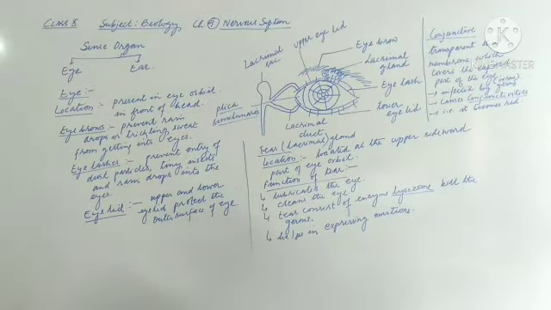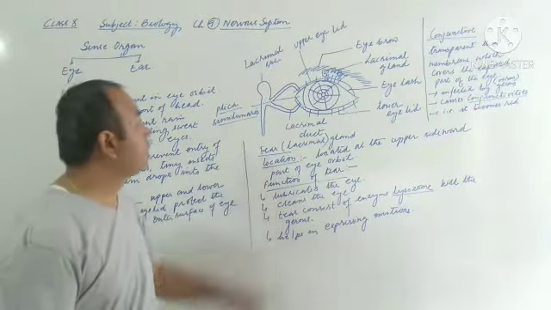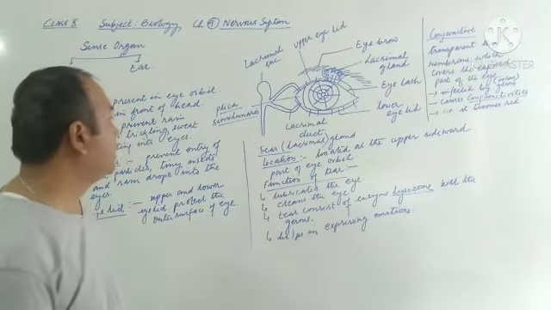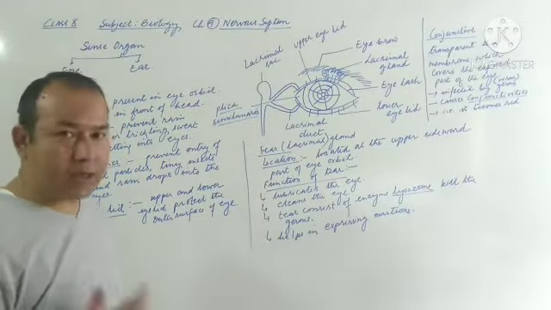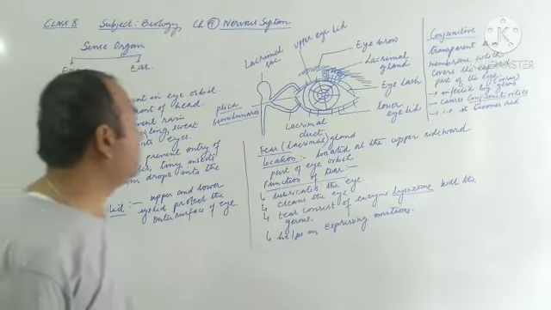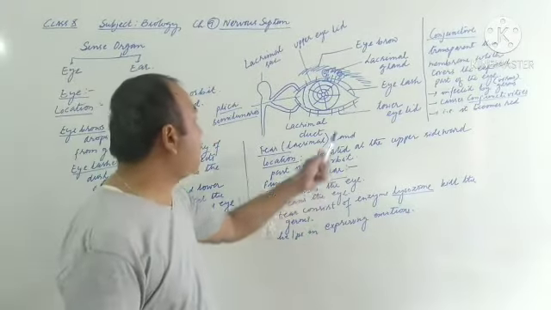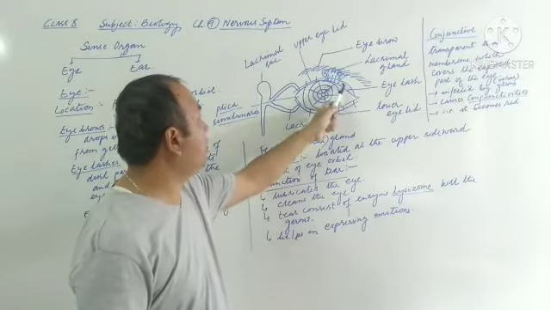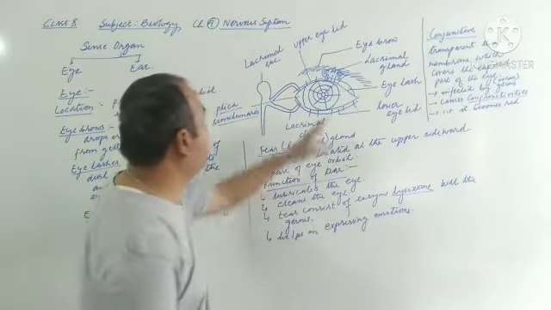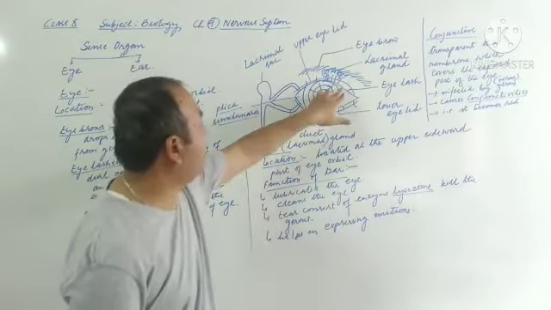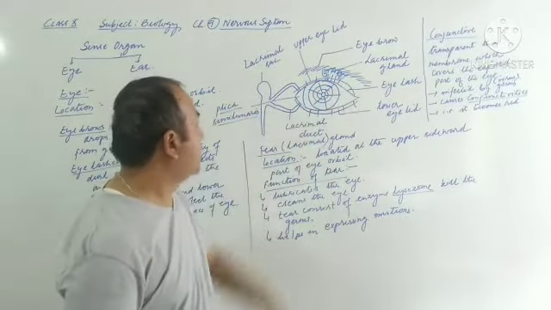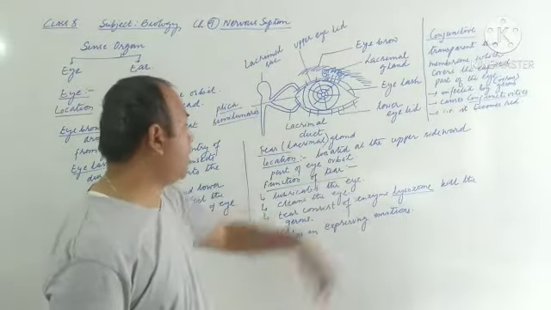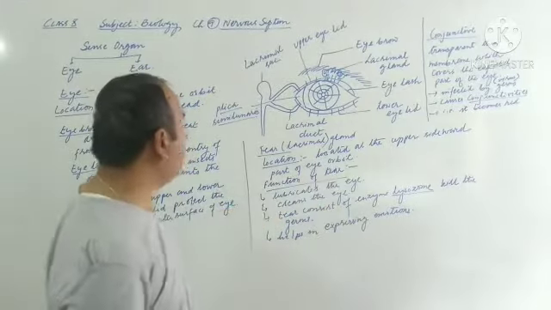Then the main topic which comes here is the tear gland. Location has also been asked about the tear gland. It is located at the upper side, a little bit sideward. This side it should be, almost in the middle I have drawn. It should be here, located at the upper sideward part of the eye orbit.